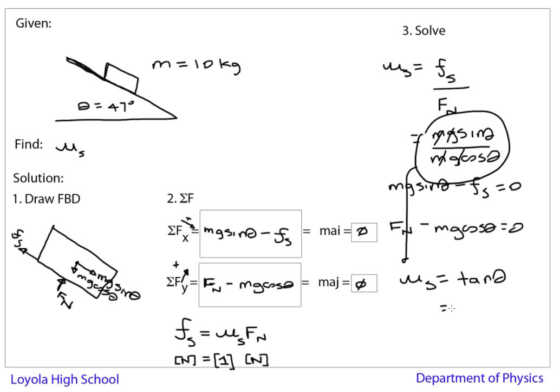which, if I take tangent of 47 degrees, I get a value of 1.07, and I'll put 1 in brackets here for unitless. My coefficient of friction is 1.07. So it doesn't matter what the mass is, doesn't matter what g is. If I put this object on the incline, the coefficient of friction I can find out by taking the tangent of the angle.